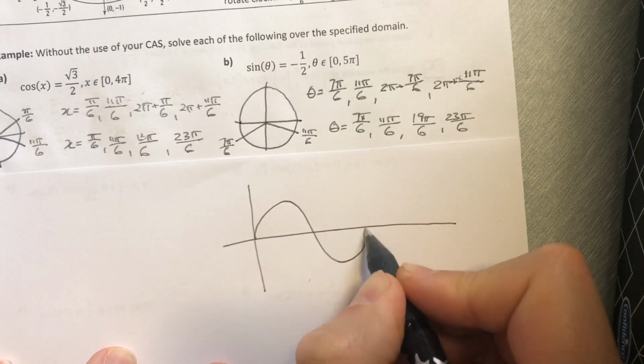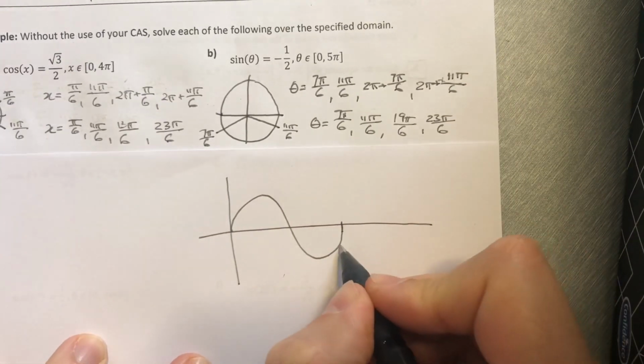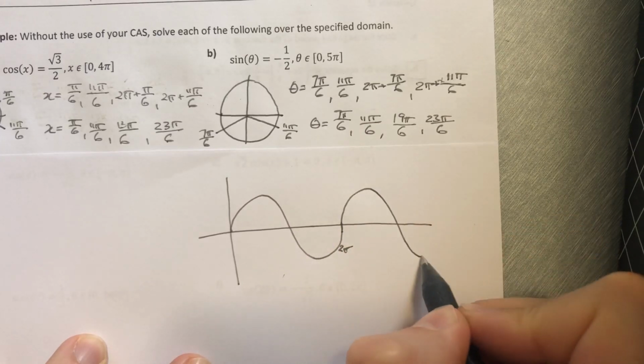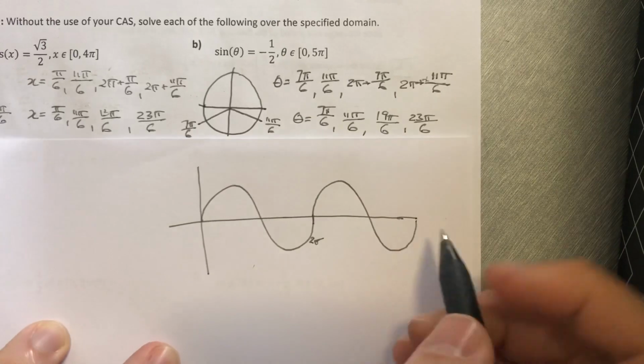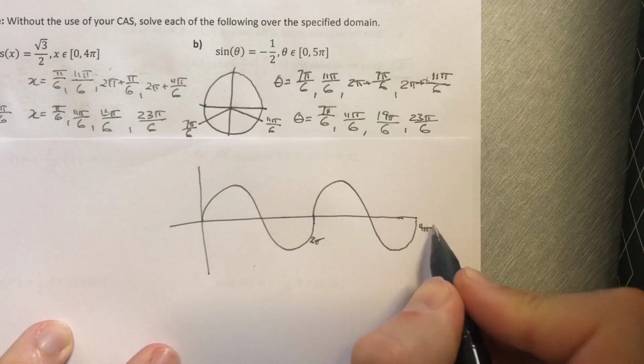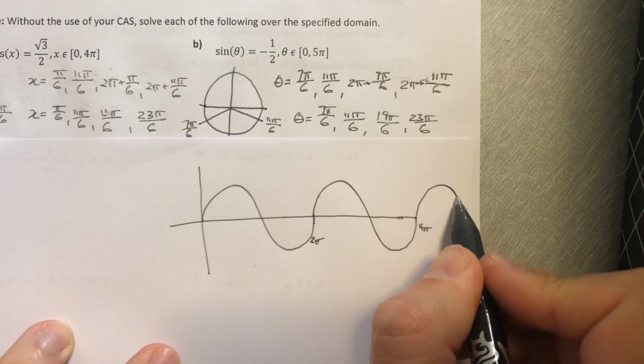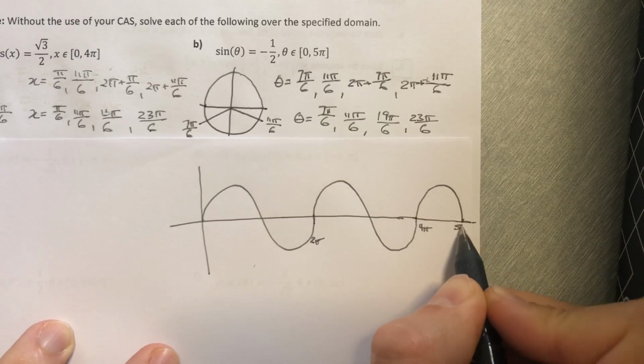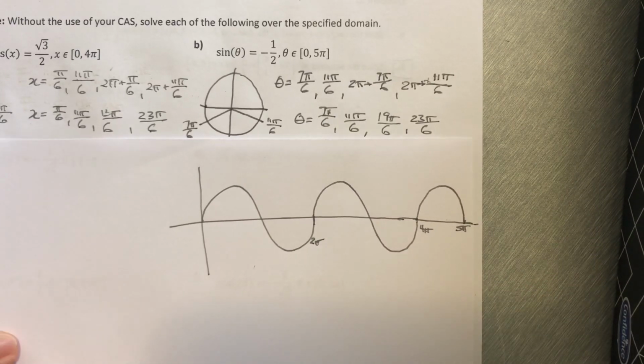So there's one cycle, so that must be 2 pi there. Another cycle, so that would be 4 pi here. And then we just need another half cycle to get to 5 pi. Alright, so there's the graph.